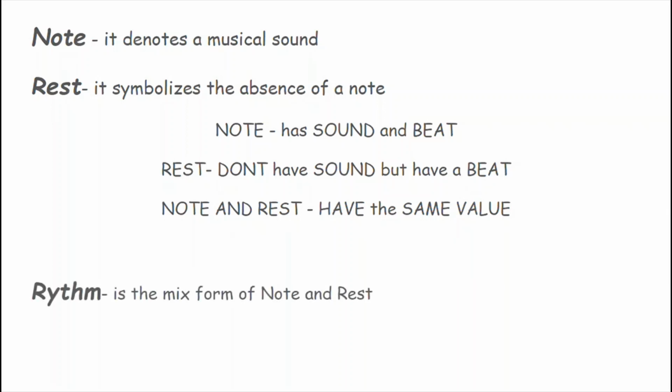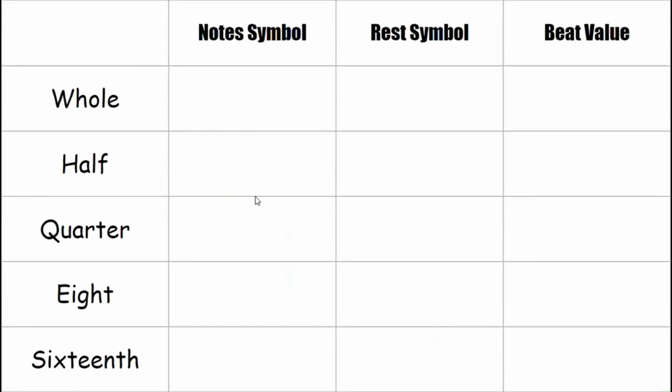Rhythm is the mixed form of note and rest. So, this is the formula of rhythm. It is a note plus rest equals rhythm. Okay, let's try this. So, what is a symbol of a whole note? This is the symbol of a whole note. There is like a circular symbol. So, it is a whole note.